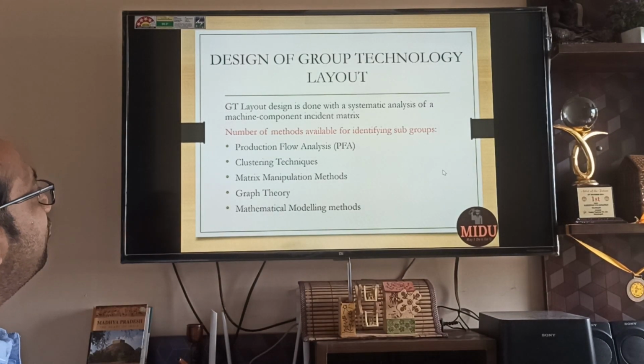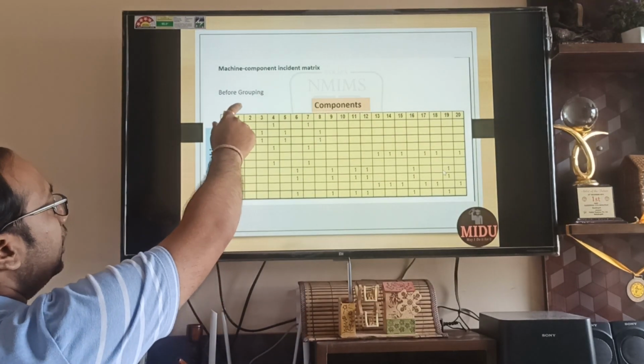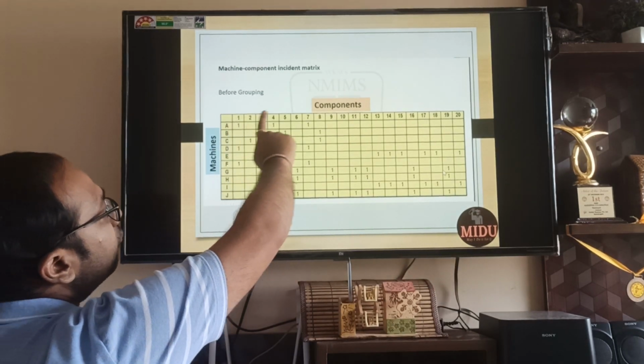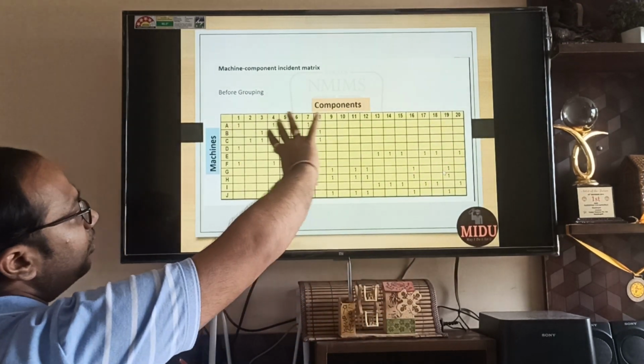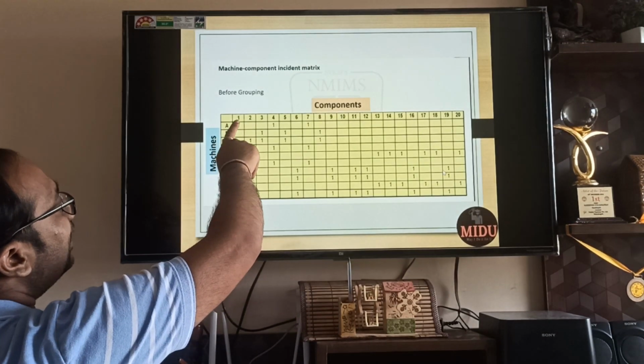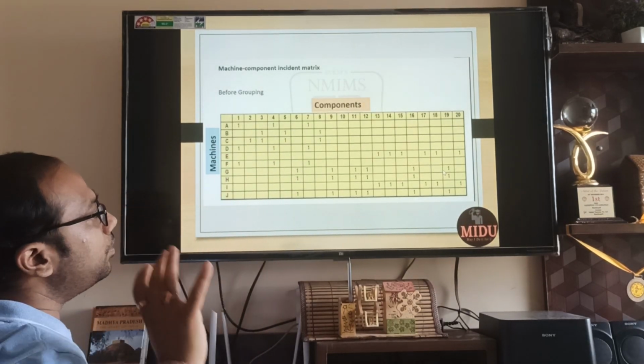Now let us understand with a very simple example. This is a matrix of machines and components. Here machines are given, A to J, meaning a total of 10 machines, and here 1 to 20 components are there. This is before grouping. So what does this tell? This tells that in machine A, components 1, 4, 7 are there. Now what do we mean by making groups?